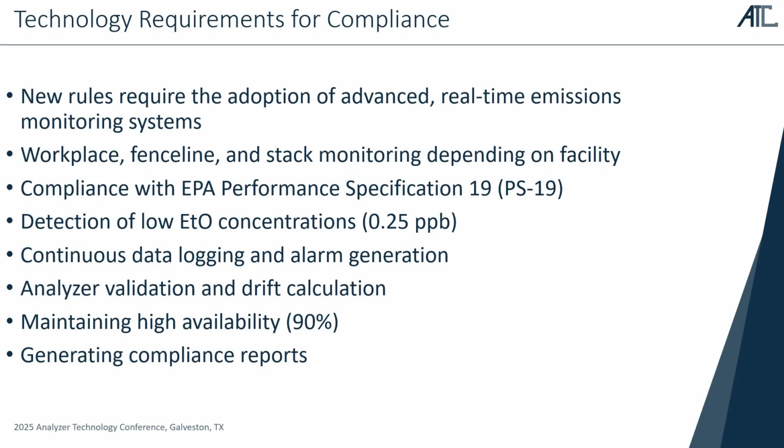Continuous data logging. So of course, now you have to obtain the data from these gas analyzers and accurately store them, manage the data, ensure there's data redundancy, ensure there's no data loss, as well as generate alarms if the data is invalid or if certain ETO exceedance is reached, and then provide control charts, alarm windows, trends, and generate reports for all of that data. And part of Performance Specification 19 is also ensuring daily quality checks, meeting the drift specification, and meeting high availability. Sometimes it's 90, sometimes it's 95%, depending on the facility.